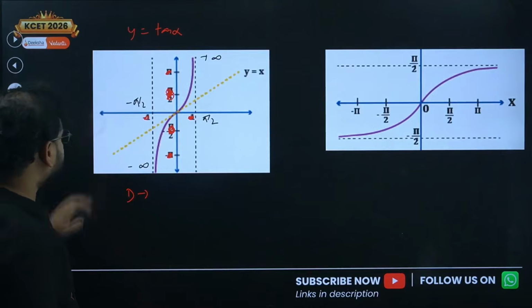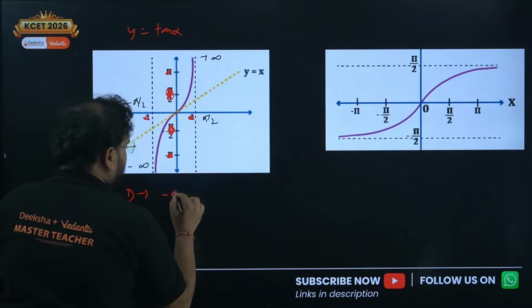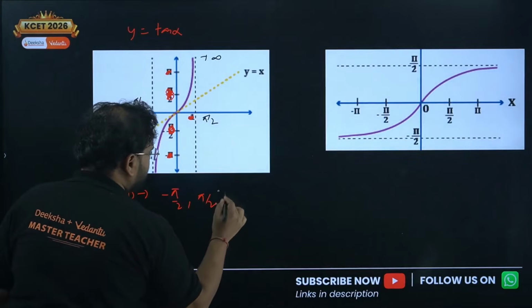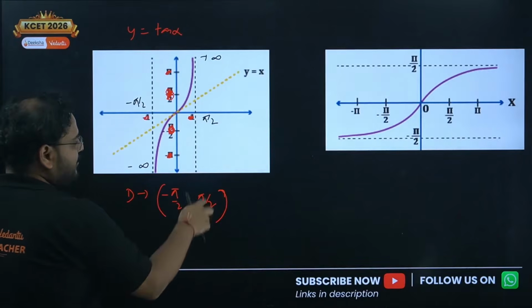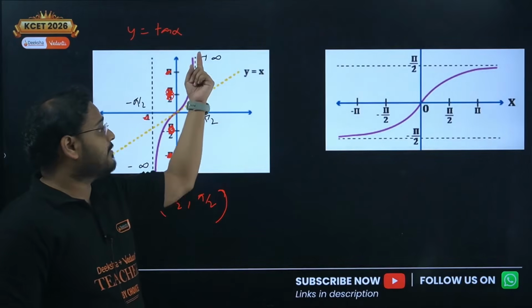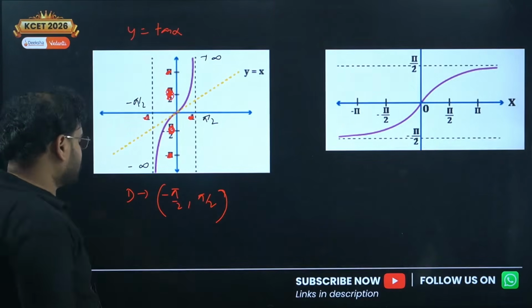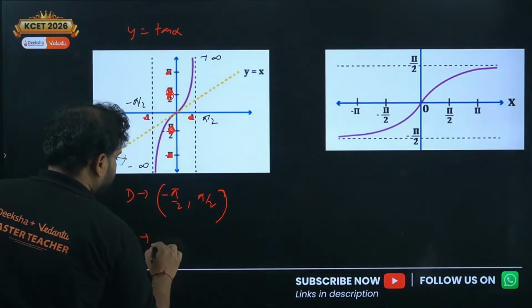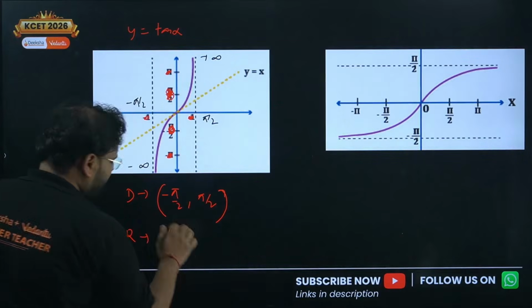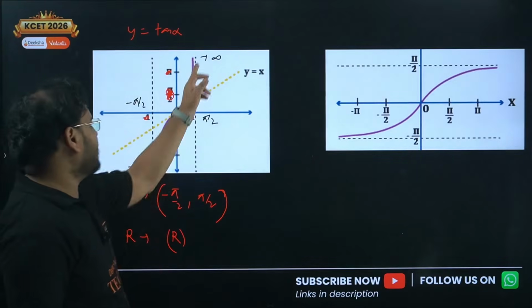So now what do we have? What is the domain? Here you check. Minus pi by 2 to pi by 2, open. Because if you check at pi by 2, it will become plus infinity, and over here it is negative infinity. So we can't keep it closed. What is the range? Range is all real, na? From minus to plus infinity.